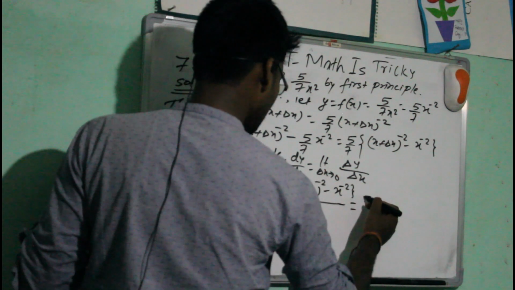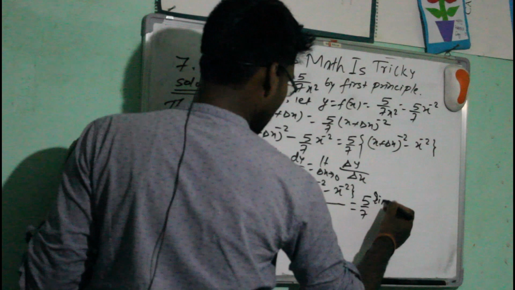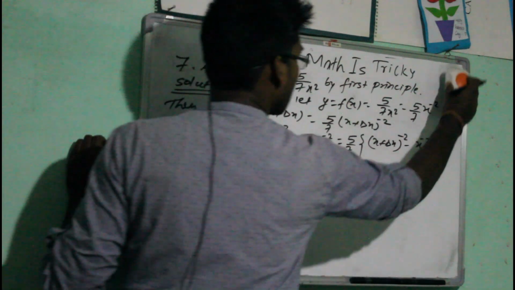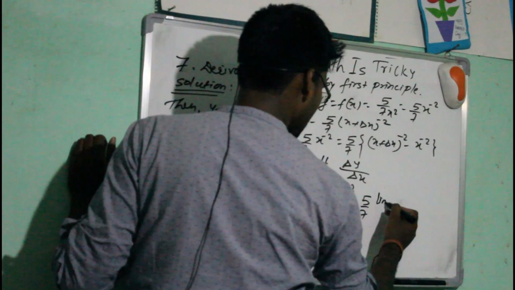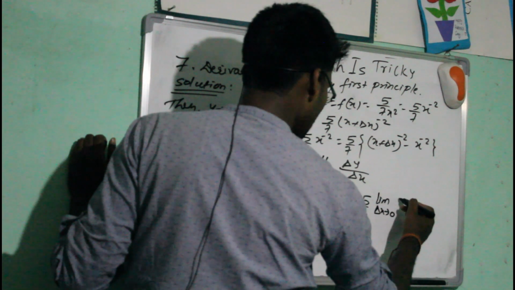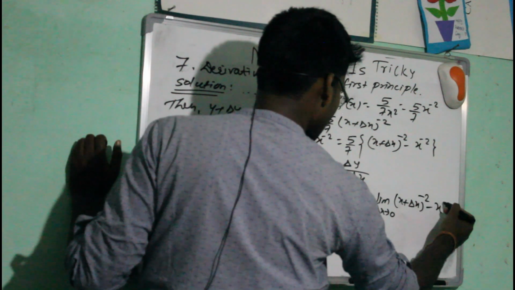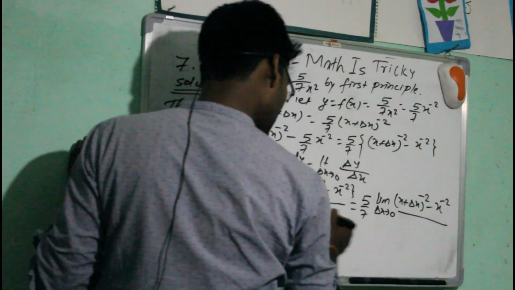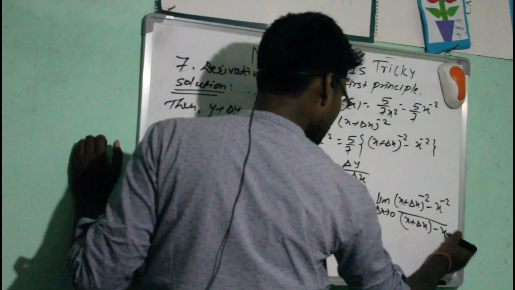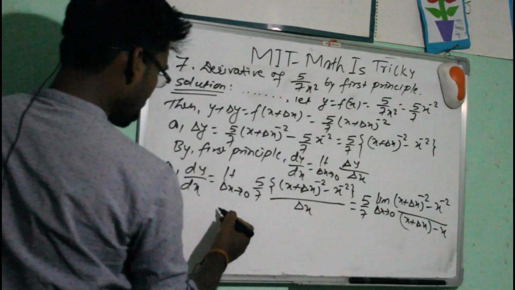5 by 7 is a constant, so let's put this outside, and now simply it will be the limit as delta x tends to 0 of (x plus delta x) to the power minus 2 minus x to the power minus 2, divided by, instead of delta x, let's write it like this, x plus delta x minus x, the same thing. So now we can use the formula, after simplifying we'll be getting delta x. So what's our answer?